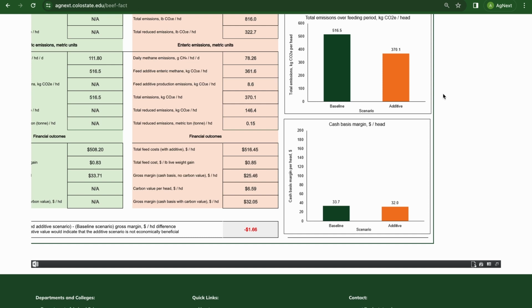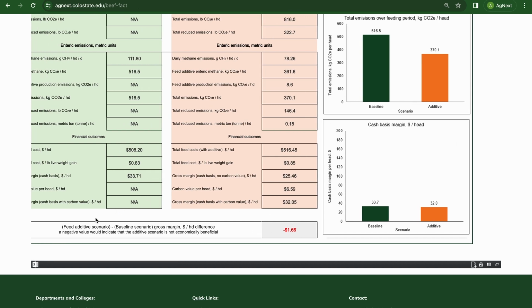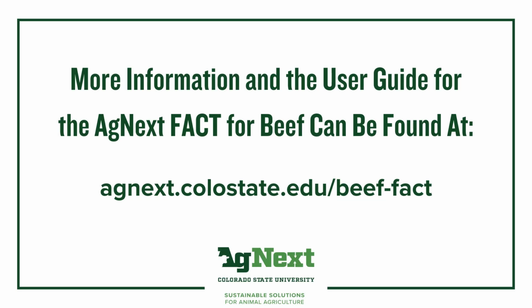And in this scenario, we can note that the additive scenario is actually lower than the baseline. That numeric difference is shown over on the left-hand side in this cell that is labeled feed additive scenario minus baseline scenario. And as is highlighted in the red negative number, we've actually lost money in dollars per head for this particular scenario as compared to the baseline. If we have a positive scenario based on our inputs above, we would have this expressed in green in a positive value. So again, that's a quick overview of the agnext Feed Additive Calculator Tool.